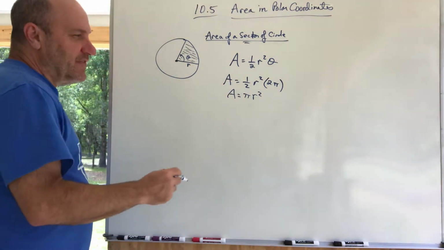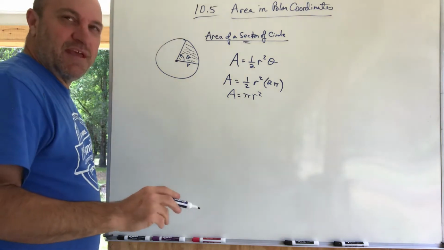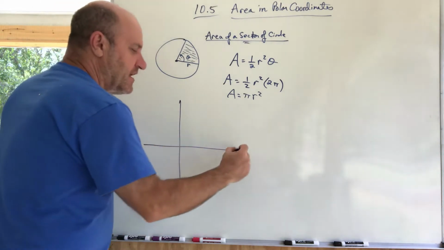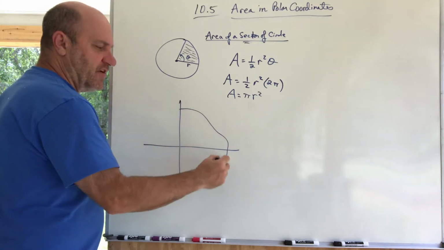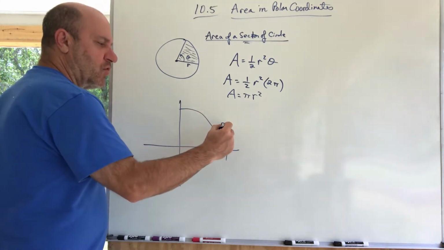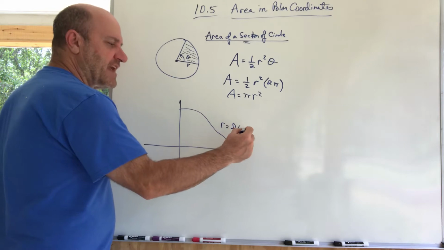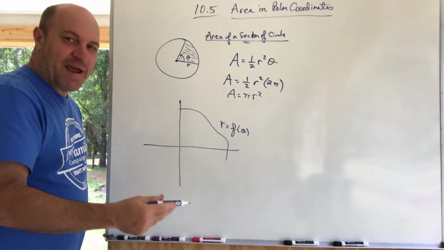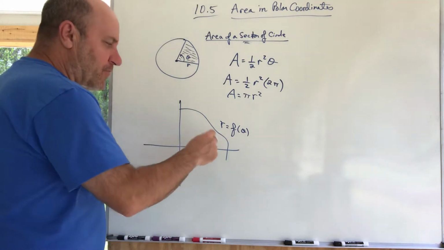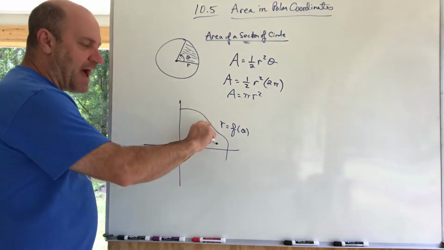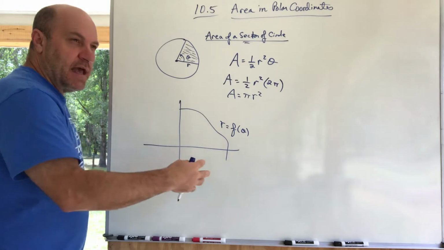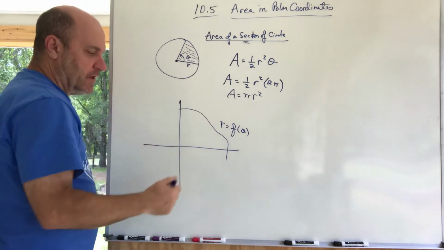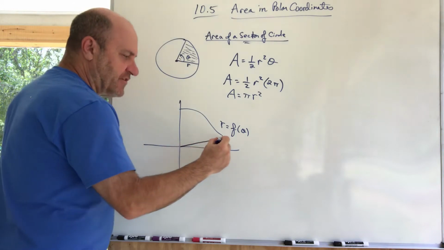So we need this formula because when I want area in polar coordinates, if I've got some function out here, r as a function of theta, then I'm not working rectangularly. I'm not going to add up rectangles. I don't have a height y. I don't have a dx. Instead, I'm adding up sectors of a circle. So I sweep out sectors of a circle.